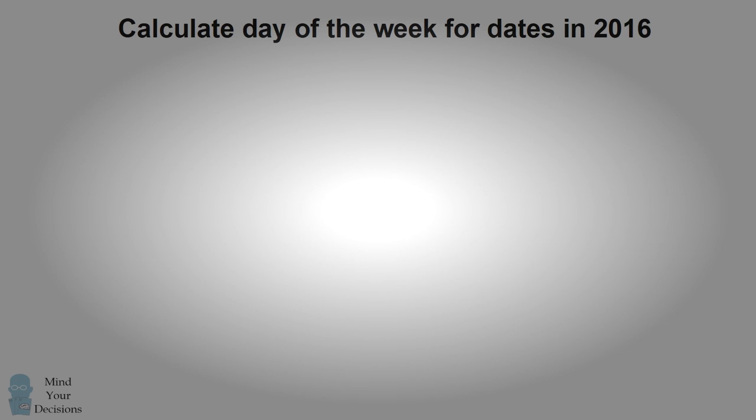The mathematician John Conway devised a clever method to calculate the day of the week from a date, known as the Doomsday Rule. In this video, I'll teach you how to apply the method for dates in 2016, and then I'll extend the method for any date up to 2099. To get started, 2016 is a leap year.